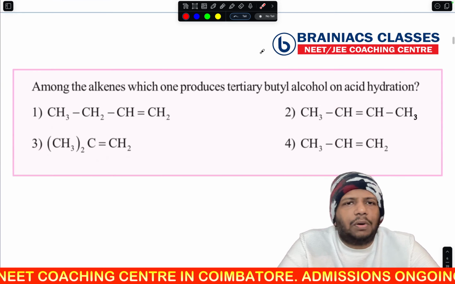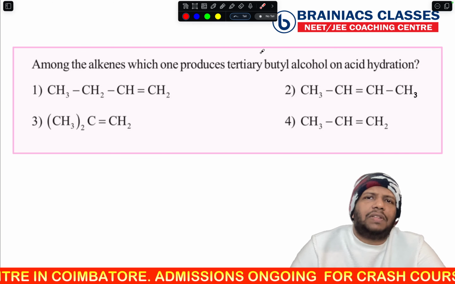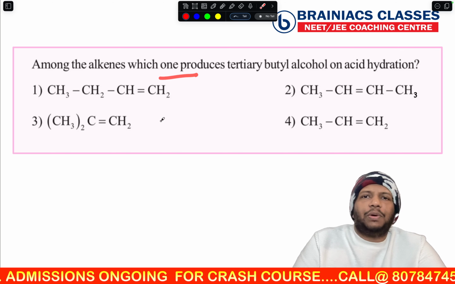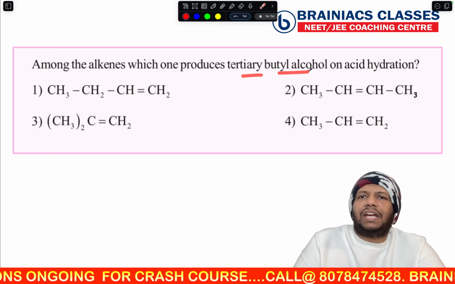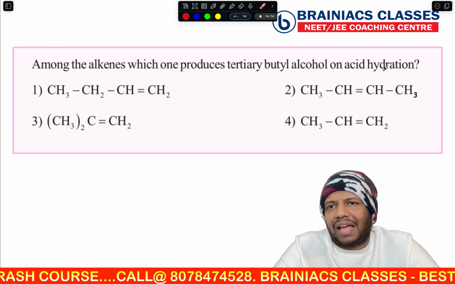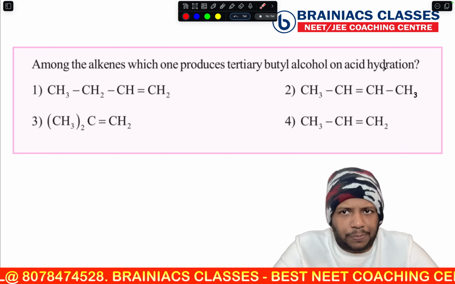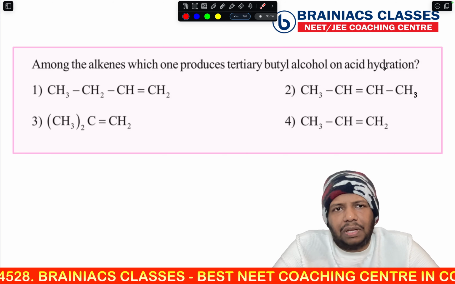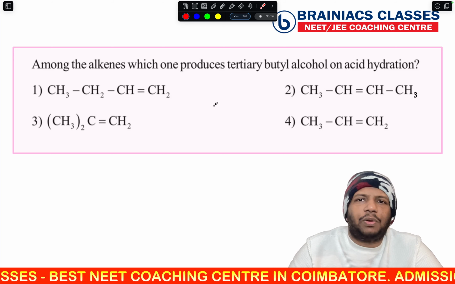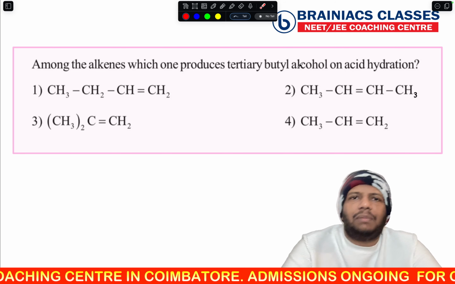Okay, let's go to the next question. All of you please go through the question. Among the alkenes, which one produces tertiary butyl alcohol on acidic hydration? Acidic hydration means in the presence of an acid, that means the medium is full of H+, you are adding water. So from the given alkenes, which one should produce tertiary butyl alcohol? The clue is given there, tertiary butyl alcohol.